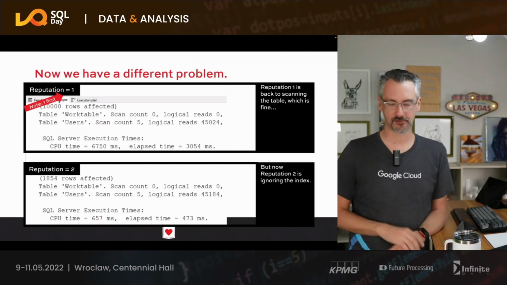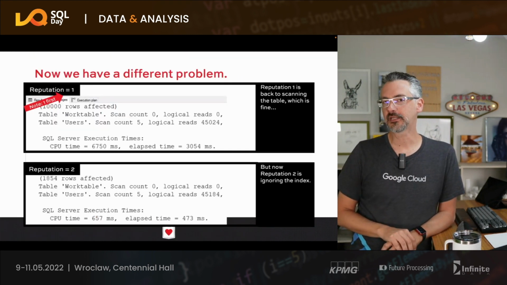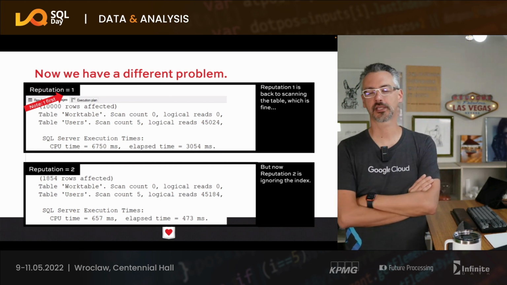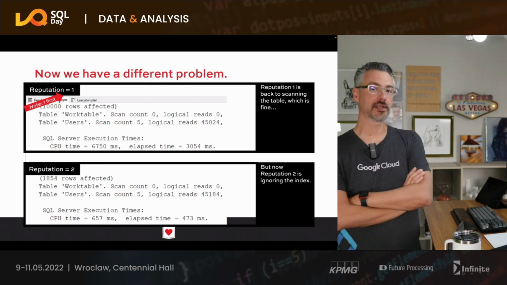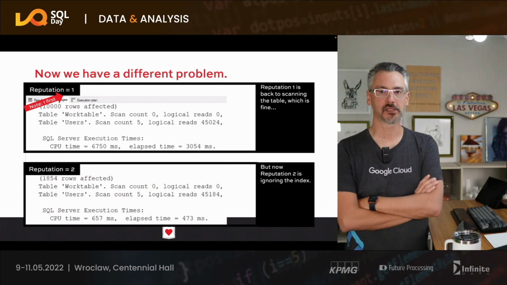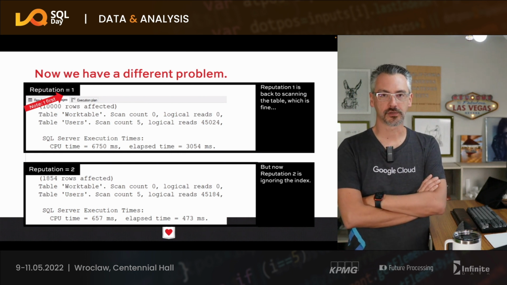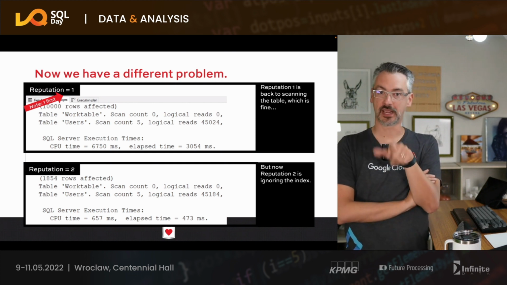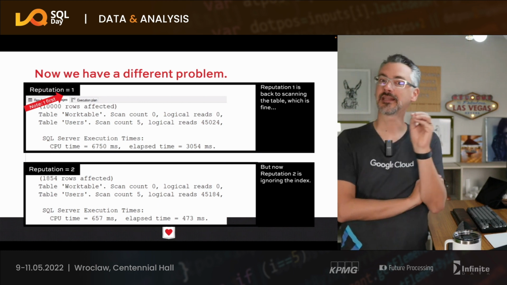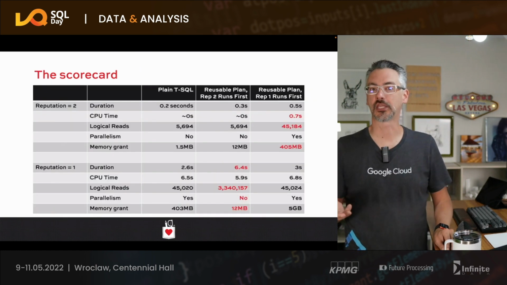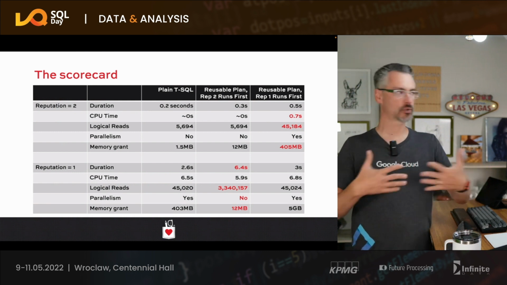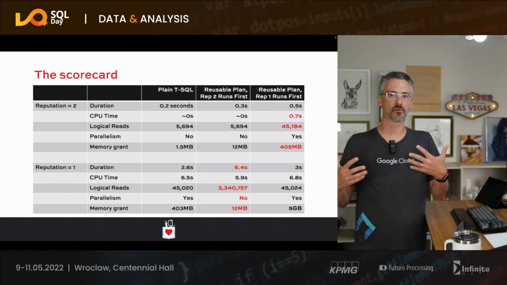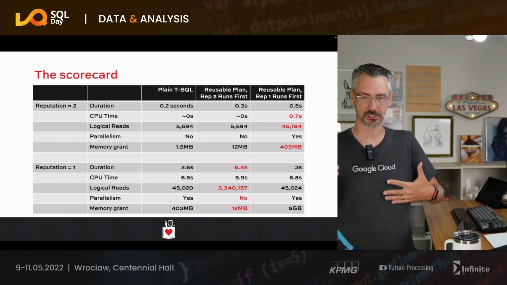Well, not necessarily. If I go look at metrics, reading the entire table in this case isn't really that big of a deal. Yeah, sure, it is more logical reads, but the query still finishes in about 500 milliseconds. And there aren't a lot of users who will complain about 500 milliseconds. But I tell you what, there are a lot of database people who will complain that the indexes, for some reason, aren't getting used. If I look at the scorecard between these two now, I don't know that this is better for reputation equals 2. It's worse in some cases.